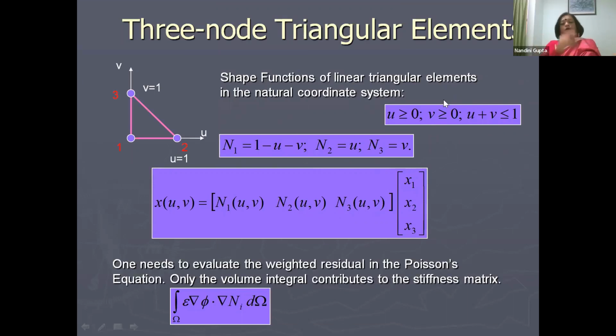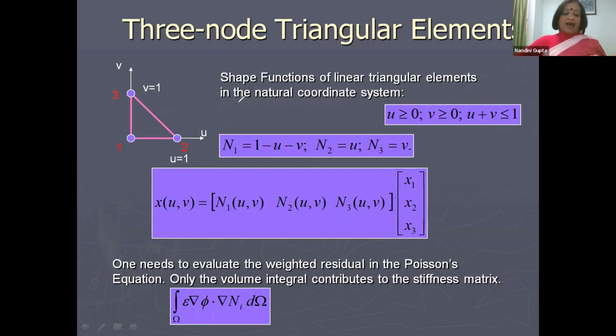I will quickly go over the 3-noded element. So what we have been doing so far is using only 1-dimensional elements. We have just now started talking about 2-dimensional elements. So let us take a simple case of the simplest isoparametric element, which is the 3-noded triangular element, because I want to point out something.